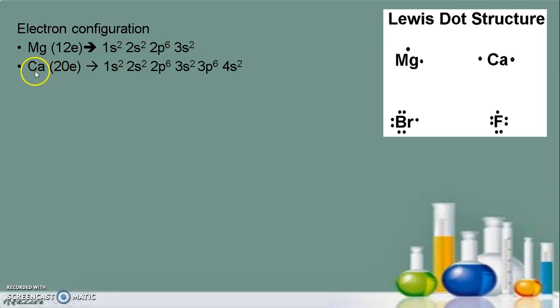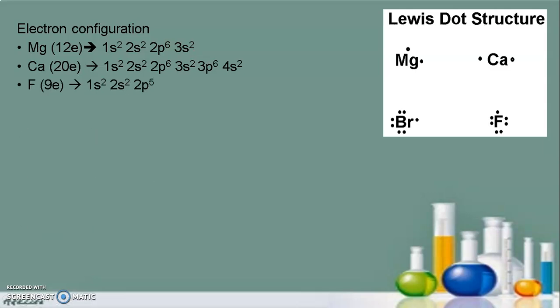Okay? Now for calcium, having 20 electrons, this is the electron configuration. Again, the highest principal quantum number is 4, and in that you have an s subshell which has 2 electrons. So it also means that calcium is a representative element found in group 2. Okay, so here magnesium is also found in group 2.